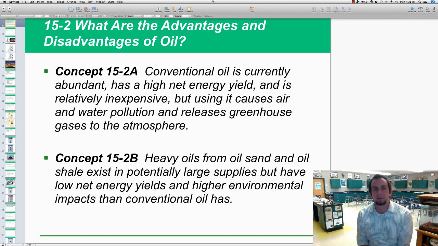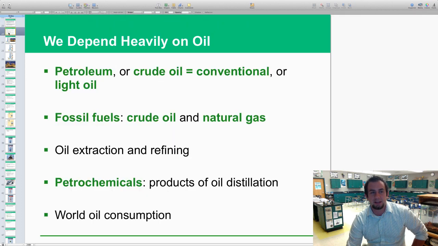We're taking a look at chapter 15.2, which asks: what are the advantages and disadvantages of oil? Oil has been the resource we've used most often, or at least the one you're probably most familiar with on a day-to-day basis. So we're going to take a closer look at oil in this section today.